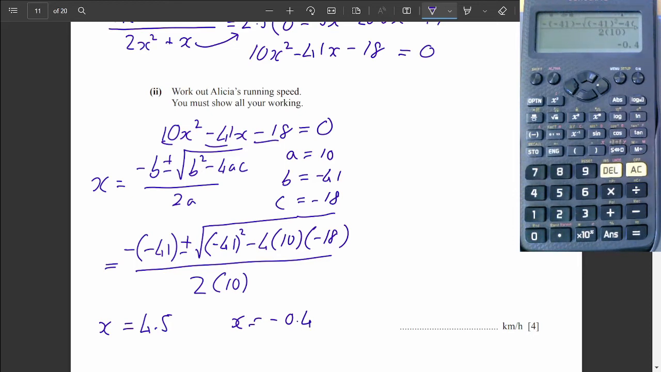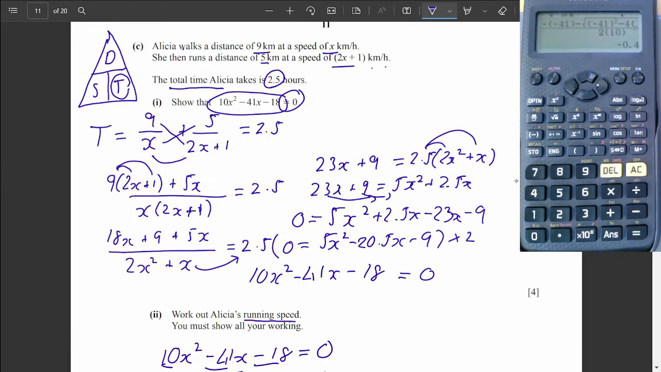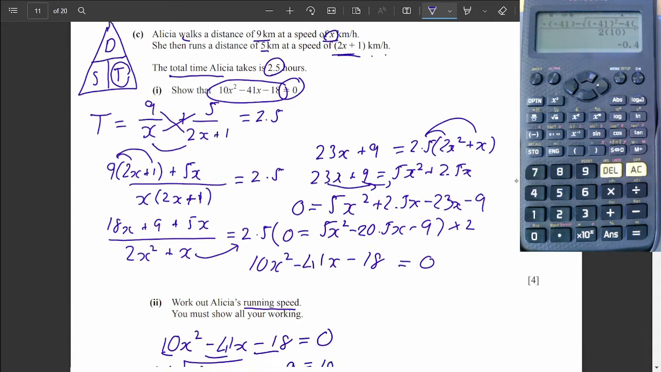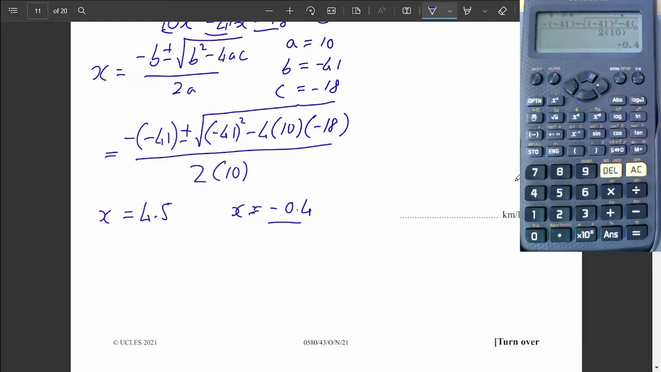Right, so the question is, work out Alicia's running speed. What is x? Now, her walking speed is x, so running speed is 2x plus 1. So we need to substitute it into that. So 2 times 4.5 plus 1. That will give us 10 kilometers per hour. It's very important to read what the actual question is very carefully because you lose that last mark if you're not careful.